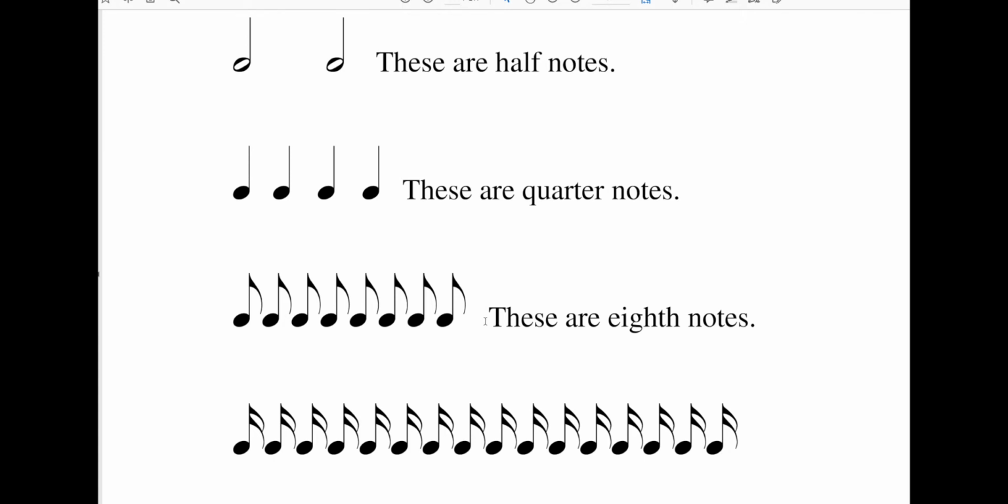And I'll talk about this in another video, but you can use flags or beams. Flags always go to the right of the note, whether the stem is below or above. Now the stem goes up on the right and down on the left, but the flag always goes to the right.